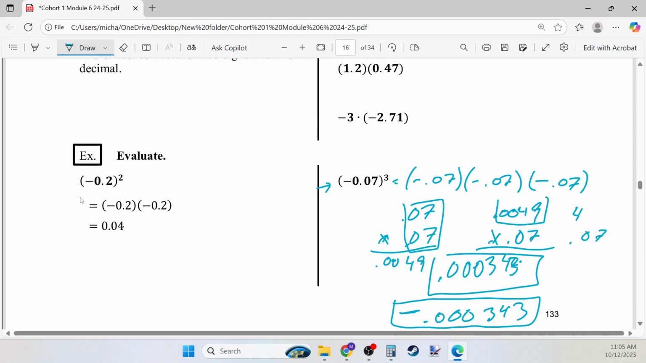7.07 times 0.004. 7 times 9 is 63. 7 times 8 is 28. Plus 6 is 34. And then I move the decimal point and make it negative.